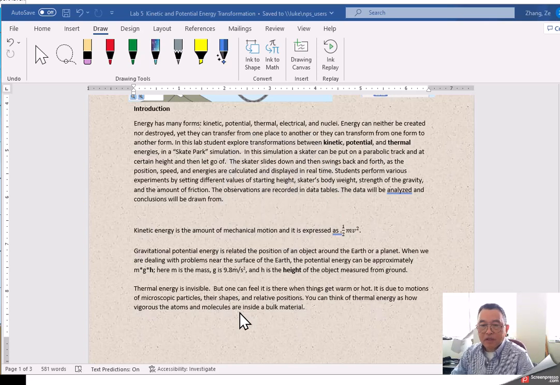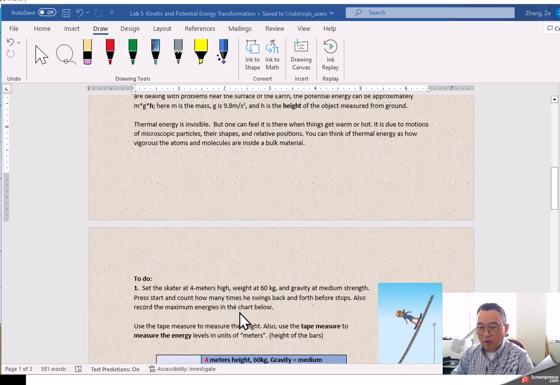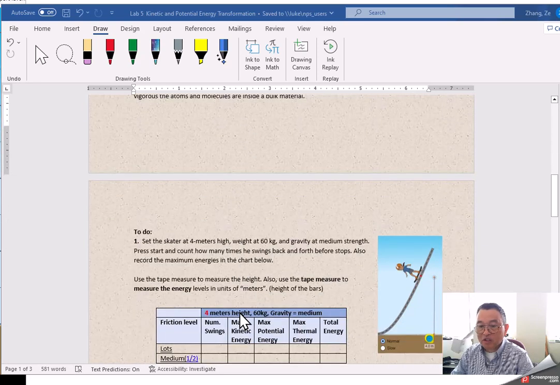The goal of this lab is basically to demonstrate the conservation law of energy, which means energy can never be created nor destroyed, but it can transform from one form to another. In other words, if kinetic energy is lost, there must be some other form of energy that is increased or gained. This is the system, like the skate park, that we want to explore.